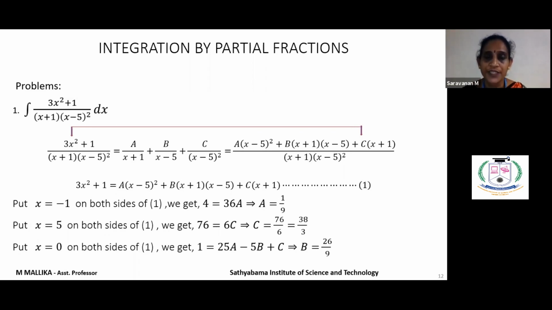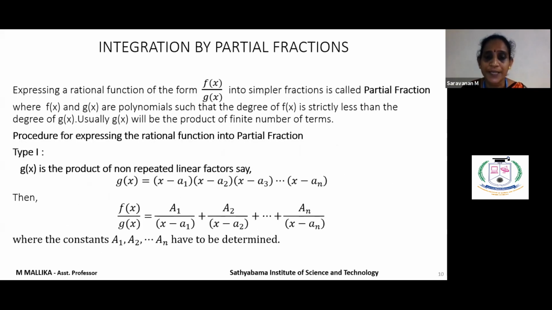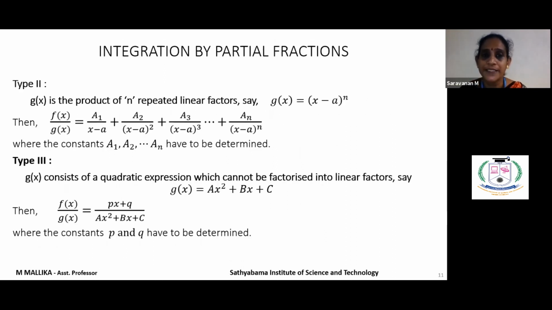So the next option that we can look for is integration by partial fractions. Look at the terms in the denominator. As I told you, based on the terms in the denominator only, you are going to split into partial fractions. The terms in the denominator are x plus 1 into x minus 5 the whole square, which means you have one non-repeated factor and two repeated factors. So it is basically a combination of type 1 and type 2. Type 1 is non-repeated linear factors and type 2 is repeated linear factors.